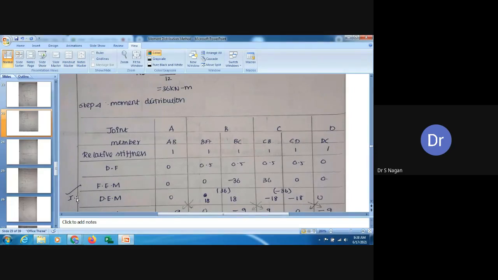So in slope deflection method, we have a number of simultaneous equations. If we have any number of unknown rotations, that many simultaneous equations will be there. If you solve the simultaneous equations, you'll get the unknown rotations. Here the same procedure is done, but we solve the simultaneous equations in an iterative manner. That's the advantage of moment distribution method over the slope deflection method. We need not solve the equations. Instead, we go by iterative procedure. So first iteration is over. First iteration comprises FEM and DEM.